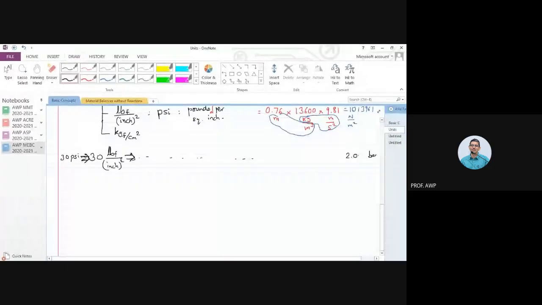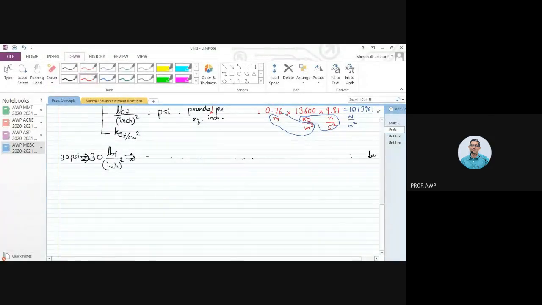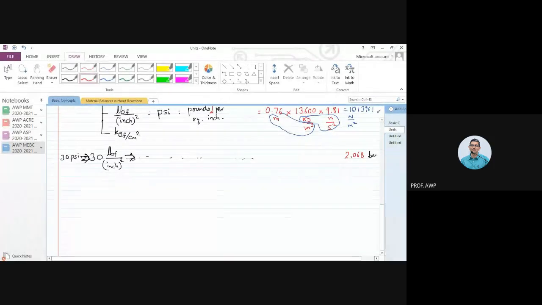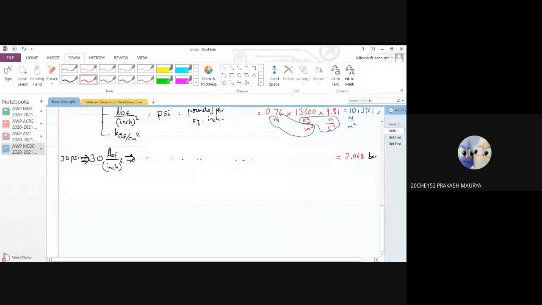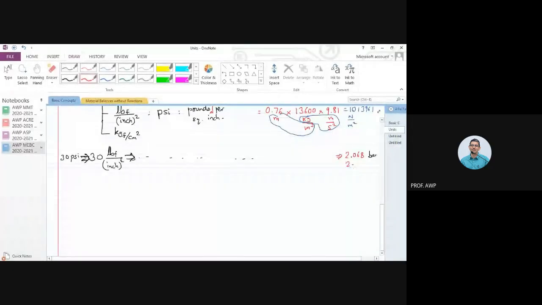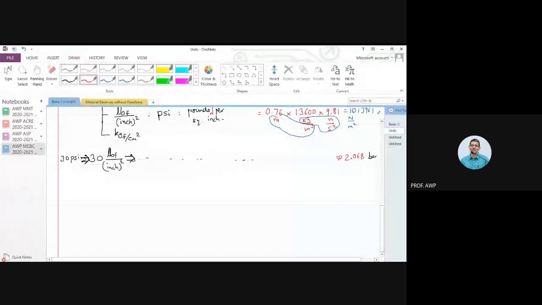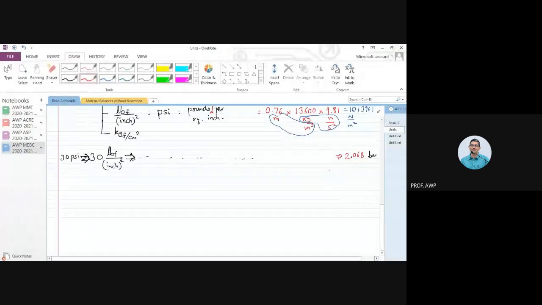is 2.0. Put another color. One answer is 2.068 bar. Okay, any other answer? 2.06, 2.06, same. Okay. Any other answer?